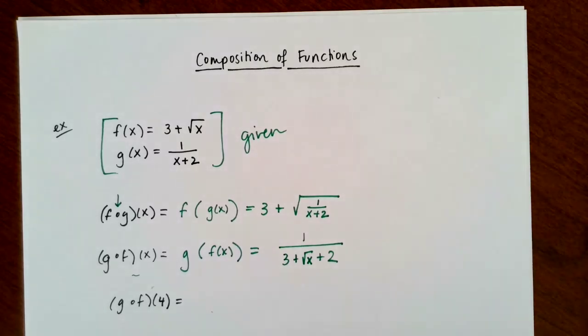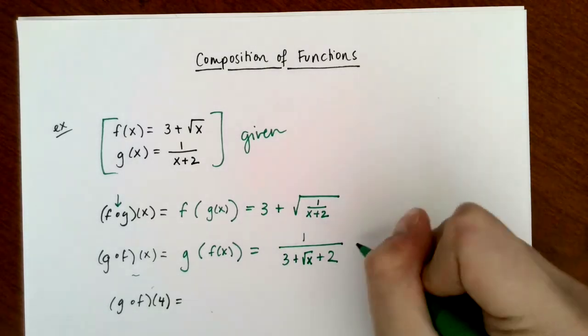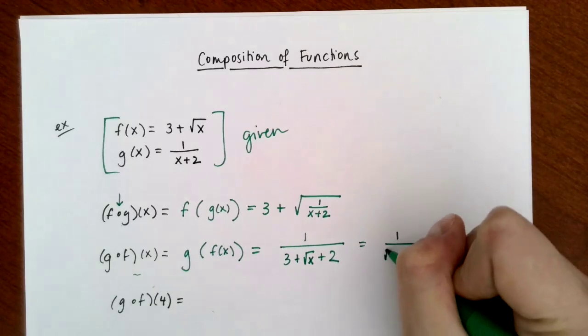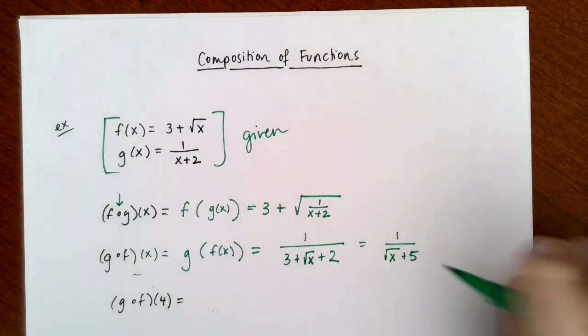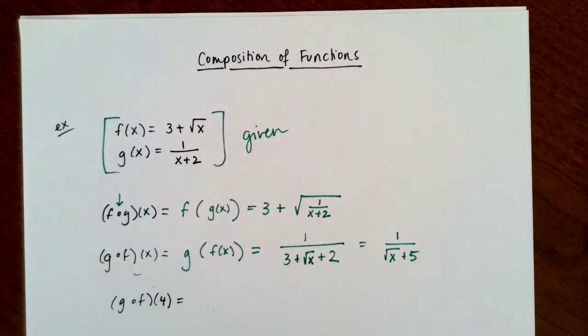This one does have some straightforward simplifying we could do. 3 plus 2 is 5. So we could simplify this to a 5 in the denominator, but otherwise there's not much else we can do.